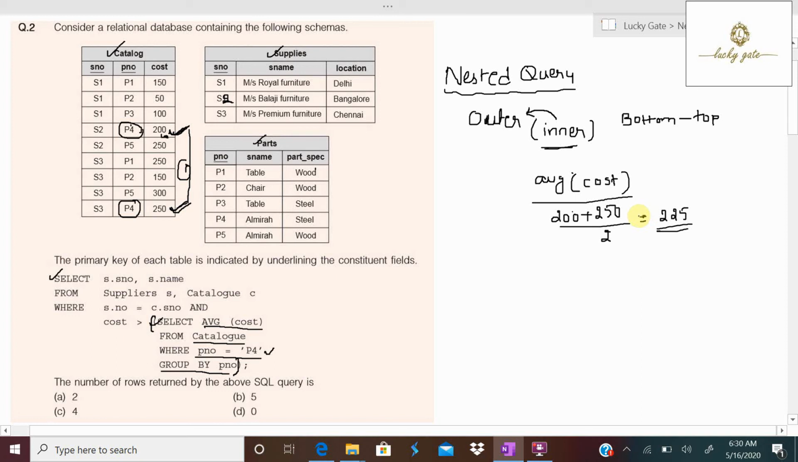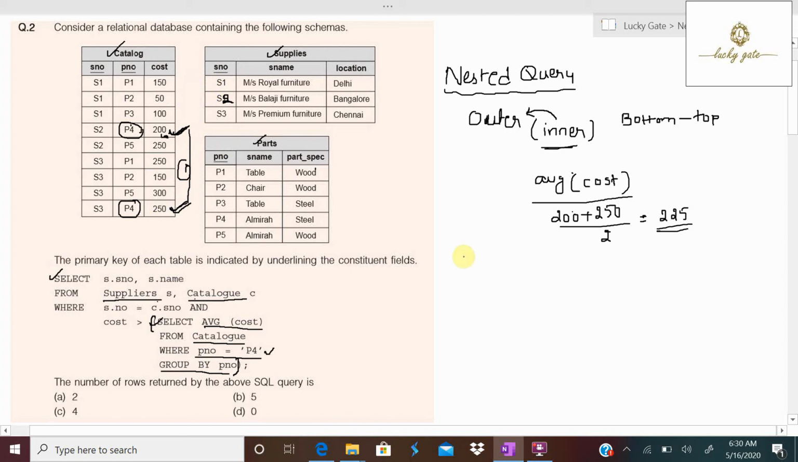Now it executes the outer query. In the outer query we have the supplier table and the catalog table. Because two tables are mentioned in the outer query, first it performs a Cartesian product between supplier and catalog. When you see the catalog table, we have 9 rows in the catalog and 3 rows in the supplier.